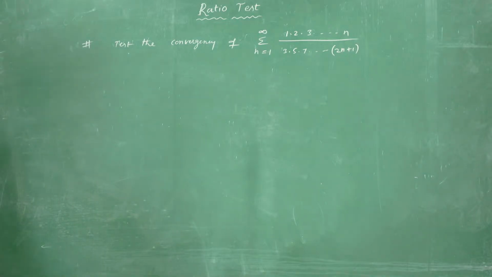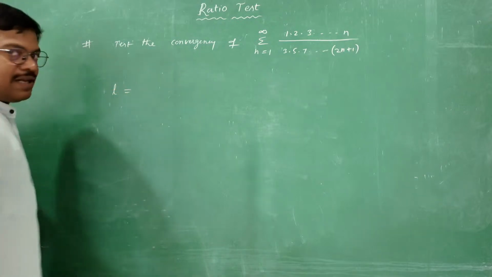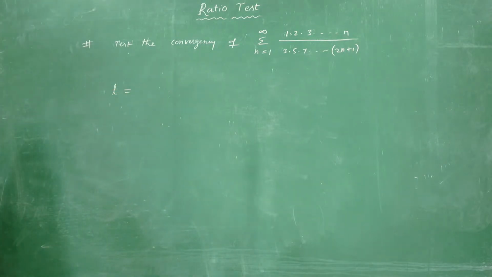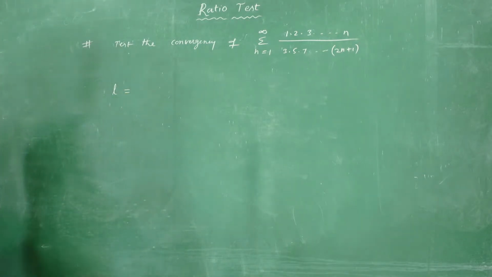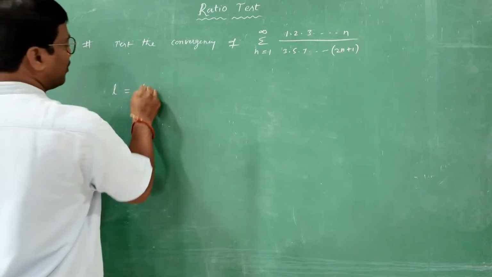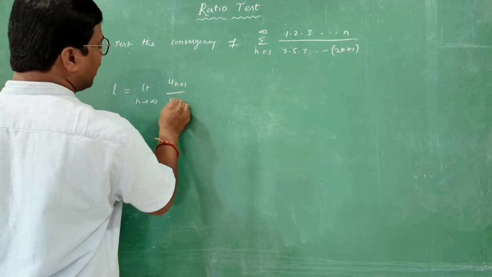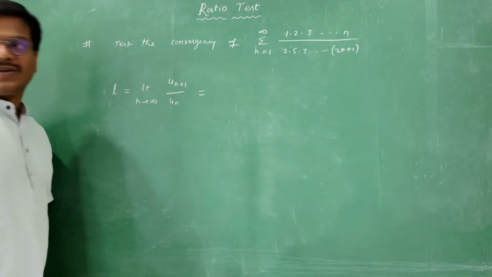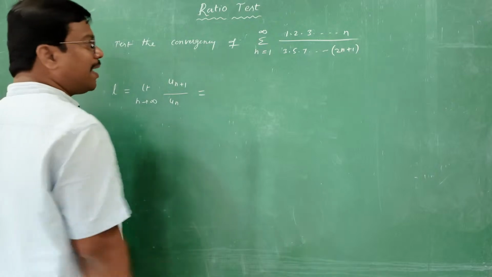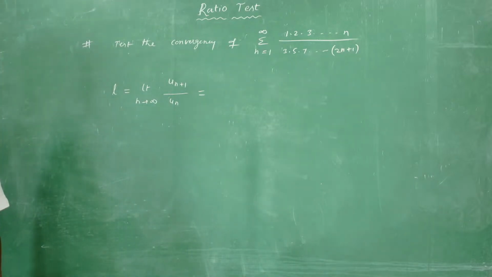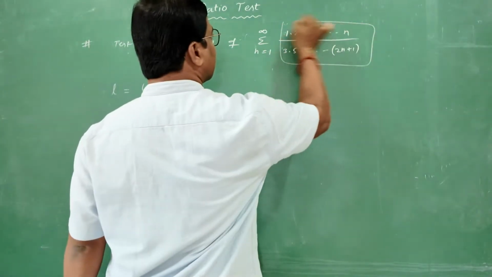Let us discuss this. Our aim is to find the limit value as n tends to infinity. Using the ratio test, we need to find the limit as n tends to infinity of un plus 1 by un. It decides the nature of convergence or divergence. First, in the numerator, you need to write un plus 1. What is un plus 1? Actually, this part is un.